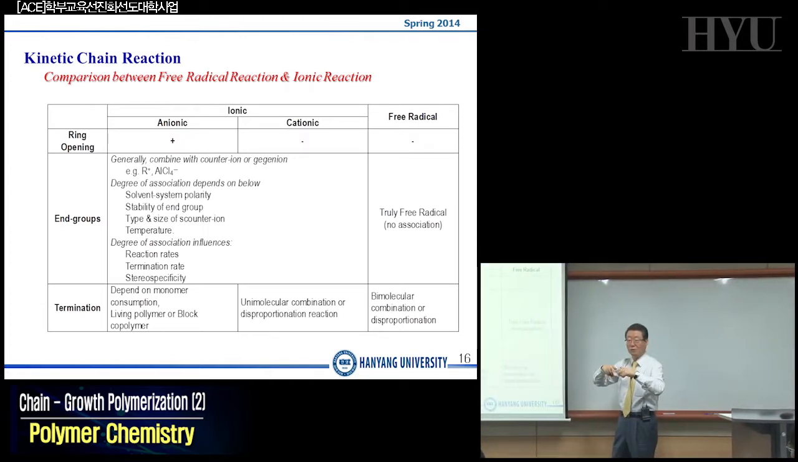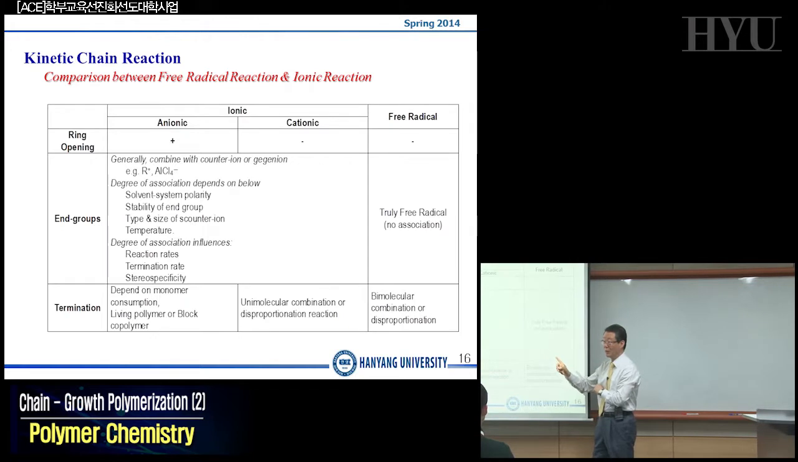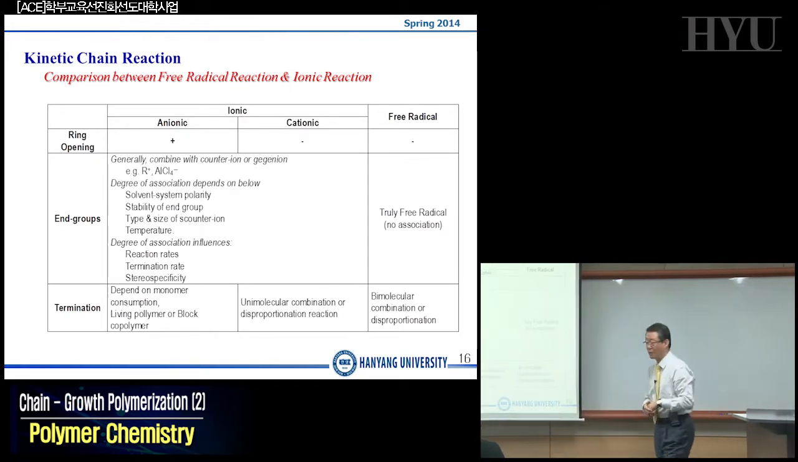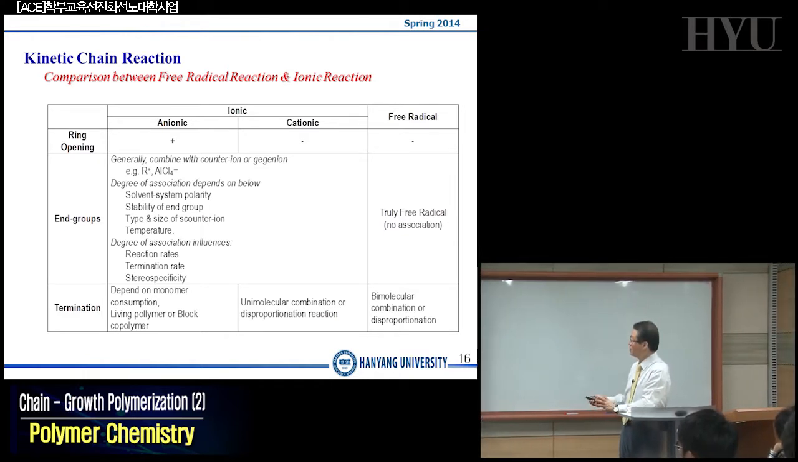If I have two molecules combined together to become one molecule or two molecules, depending upon the combination or disproportionation, it is called bimolecular. So you should have two molecules at the reactant side, the left-hand side. If I have one molecule in the reactant position, then it's called a unimolecular reaction. We will see the difference between cationic and free radical in the next slides.